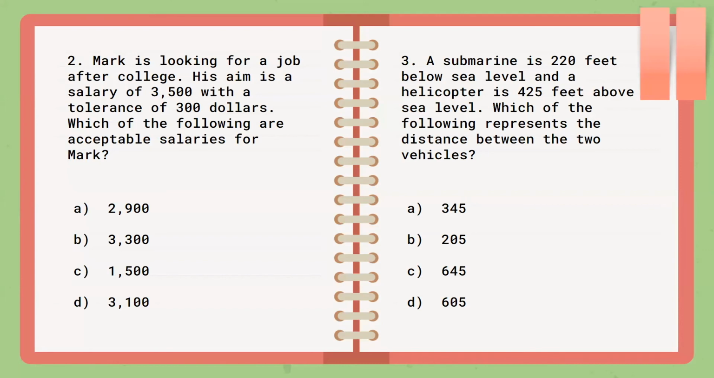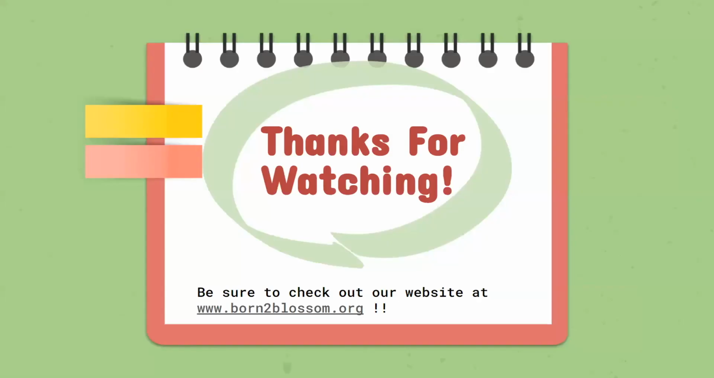Number 3, a submarine is 220 feet below sea level and a helicopter is 425 feet above sea level. Which of the following represents the distance between the two vehicles? To find the difference, to find the distance, we need to add the feet below sea level and the feet above sea level. So we would add 220 plus 425, which would be 645. That's answer choice C.